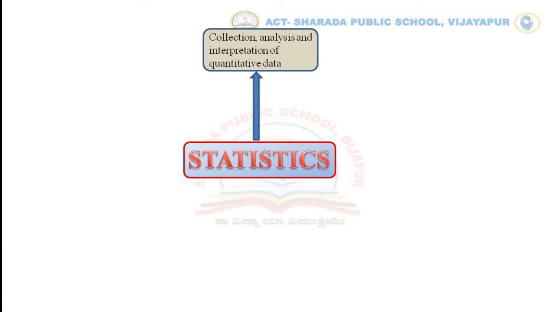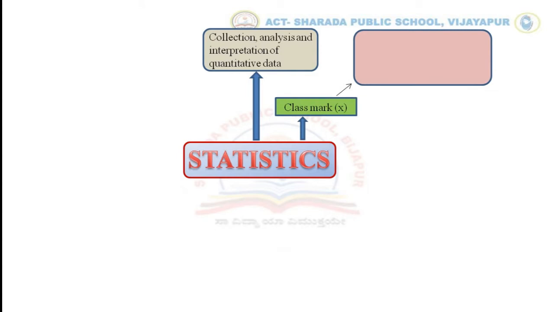Grouped data has the class intervals which has the lower limit and upper limit. The midpoint of the class interval is given by the term class mark. It is denoted by the letter x, and x is given as lower limit plus upper limit divided by 2.